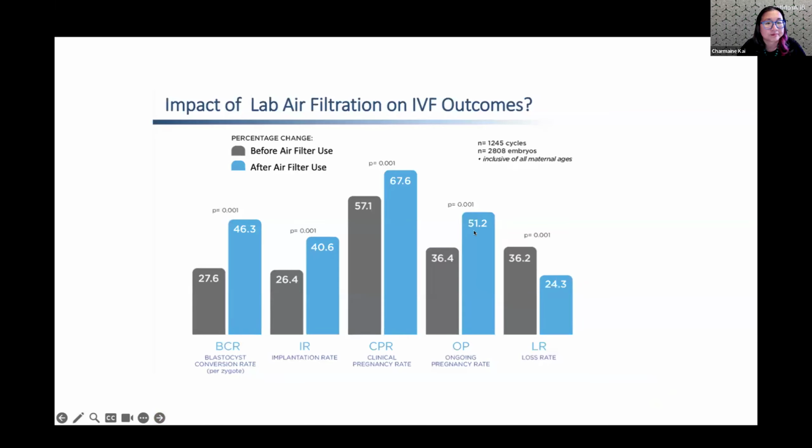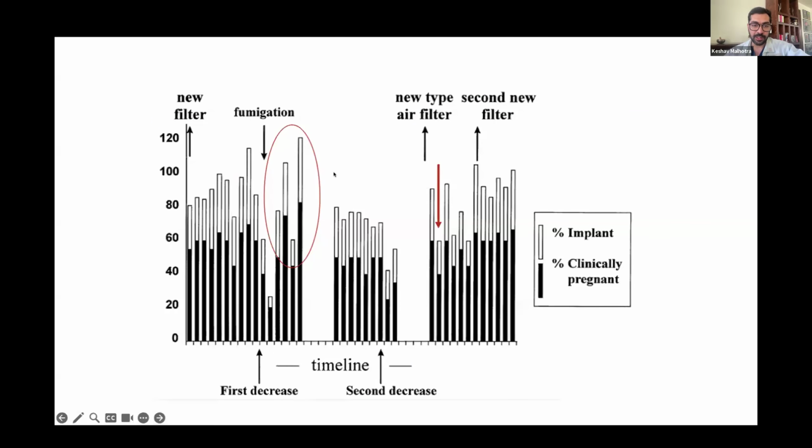This is a nice study that I found from Jason Swain where they compared outcomes before and after air filtration, and you can see the nice jump in blastocyst conversion rates, implantation rates, clinical pregnancy rates, ongoing pregnancy rates, and also a reduction in the miscarriage rates. This really tells us that filtration and air quality is of utmost importance within the laboratory.